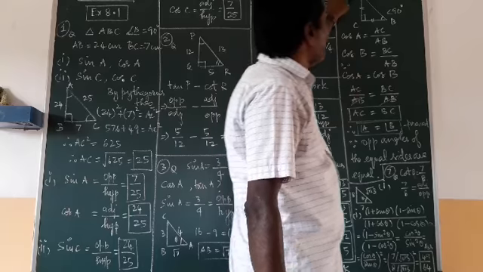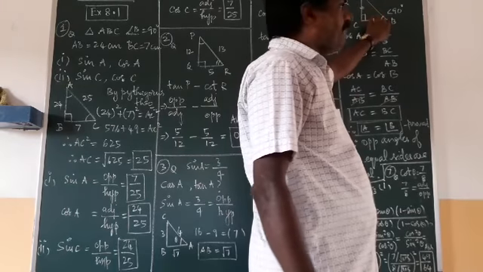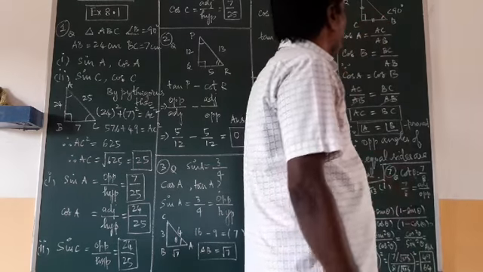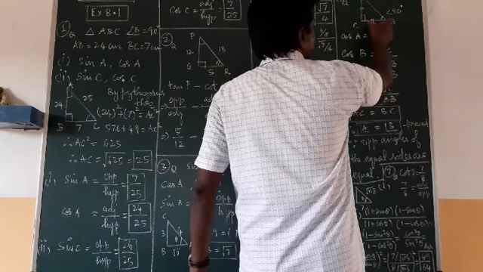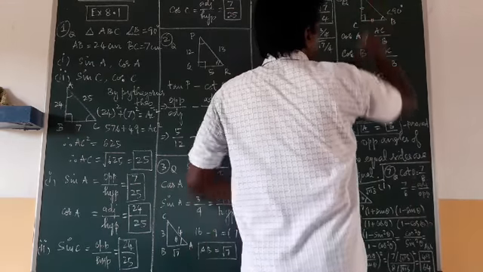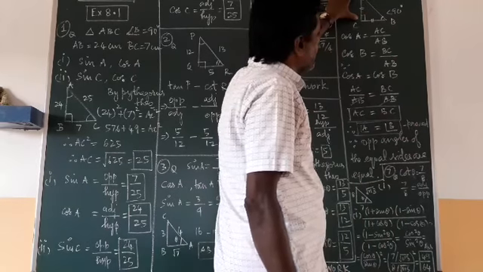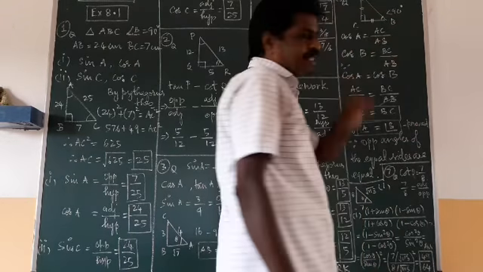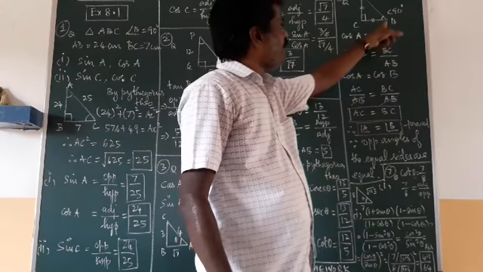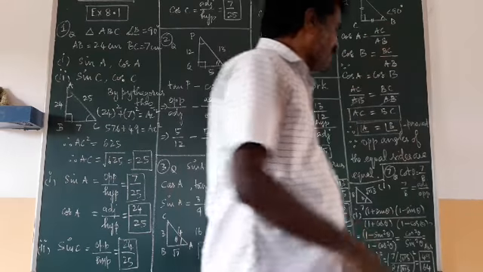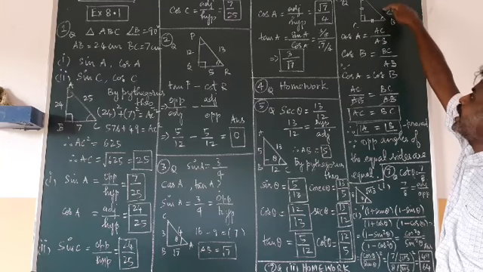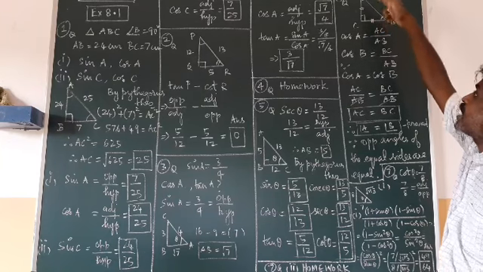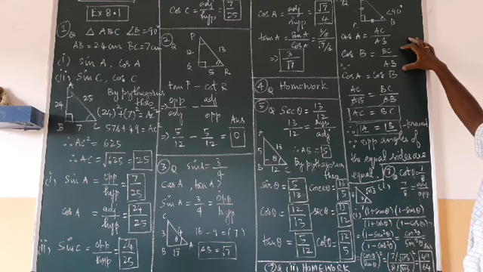So angles A and B are acute angles, and C is 90 degrees. For this acute angle, I am finding cos A. Cos A is what? Adjacent upon hypotenuse. Our adjacent side is AC, and the hypotenuse is AB. That is the first result. Second, cos B with respect to angle B: adjacent upon hypotenuse. Adjacent is BC, hypotenuse is AB. So this is the second result.